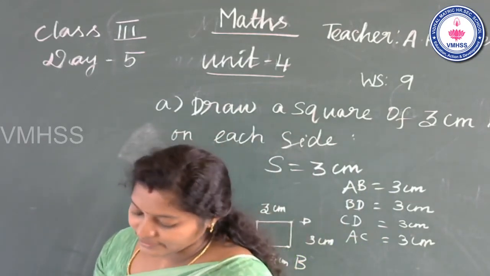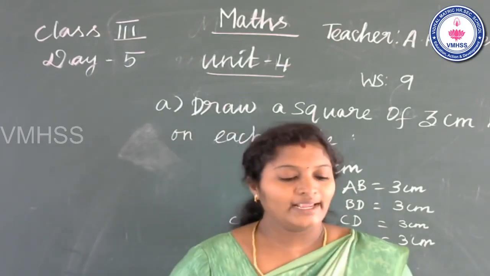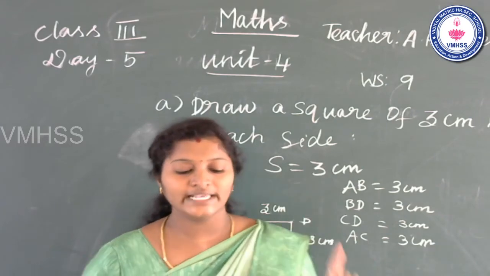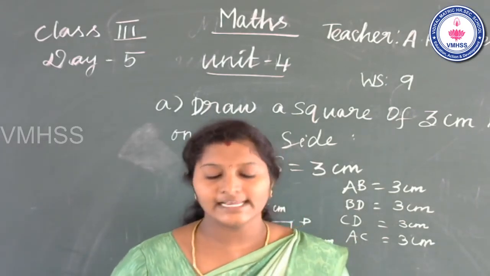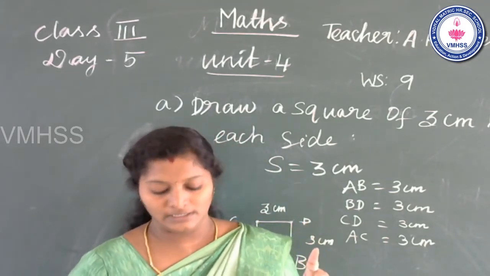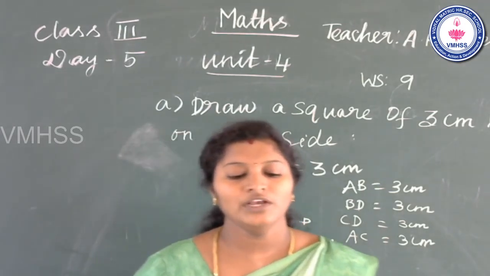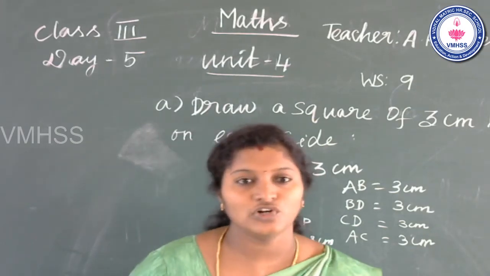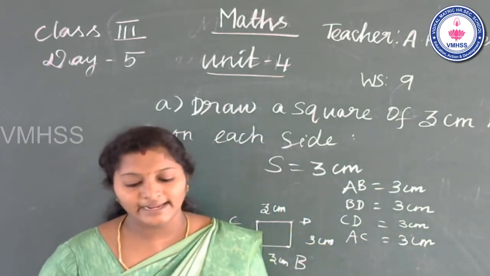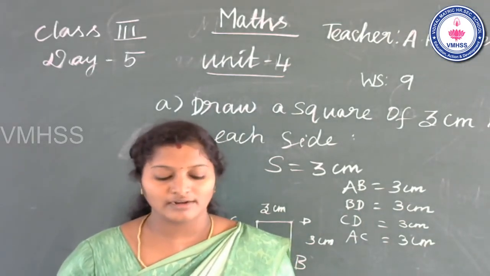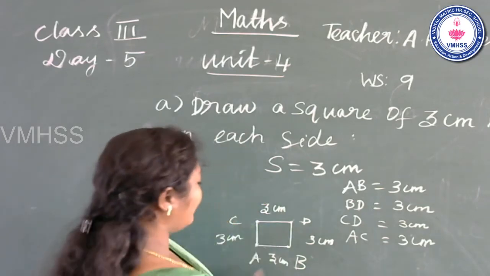So what is the main rules? Okay, students, you take page number 83. Using a ruler, draw a horizontal line. This is the first step. Draw a horizontal line of 7 centimeter. Mark it as AB.